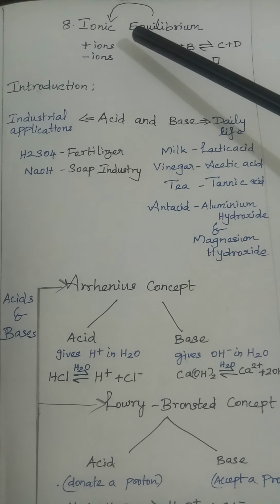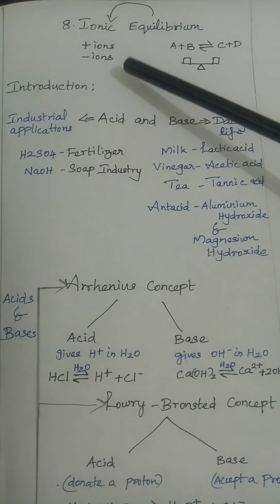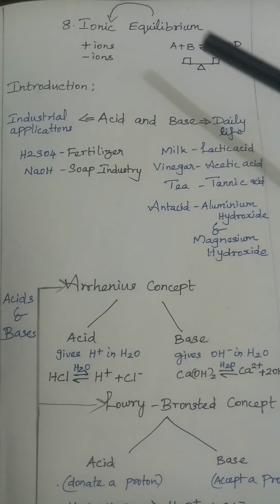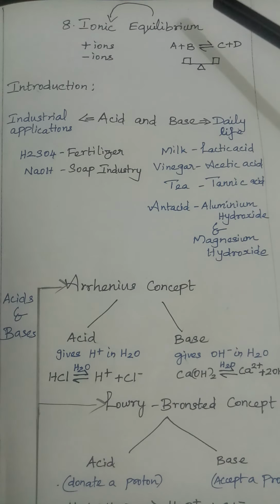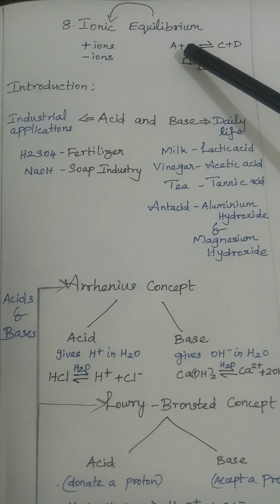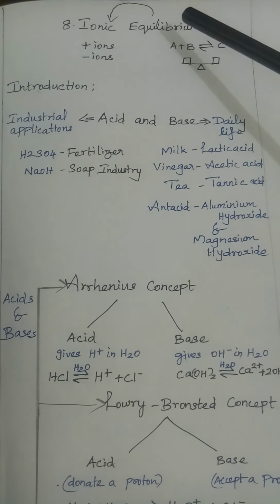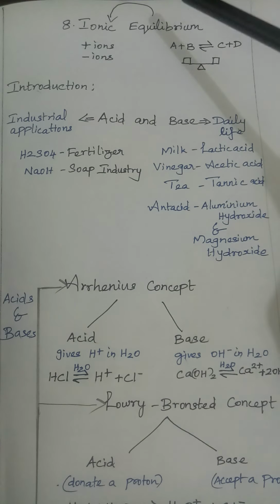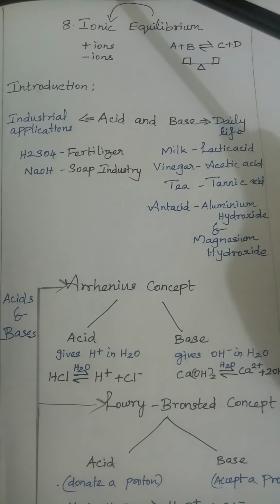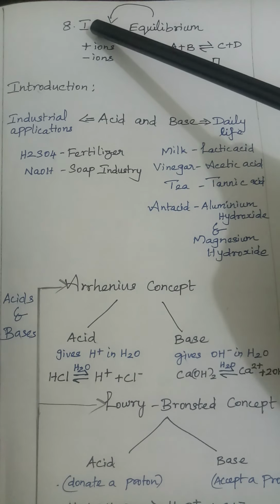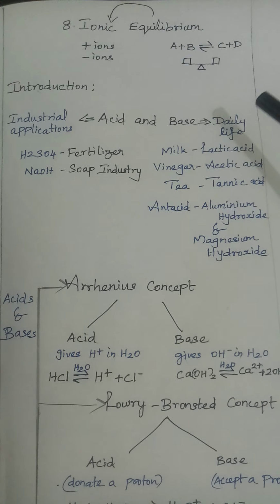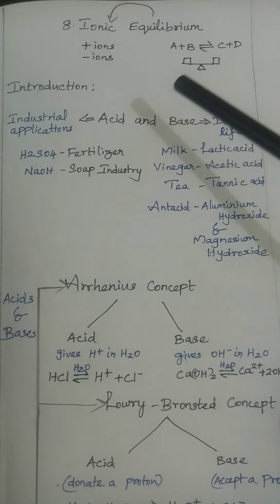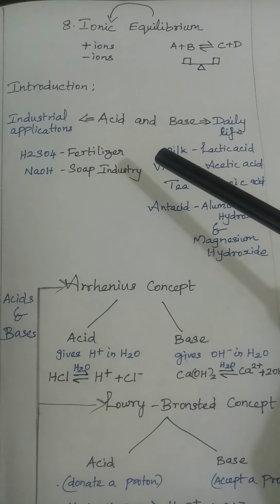What is meant by ions? Positive ions and negative ions. What is meant by equilibrium? The rate of the forward reaction is equal to the rate of the reverse reaction, which you already studied in 11th standard. Both sides are equal. So when equilibrium exists in an ionic reaction, it is said to be what? Ionic equilibrium. The introduction of ionic equilibrium.